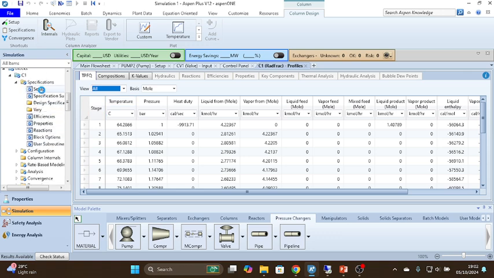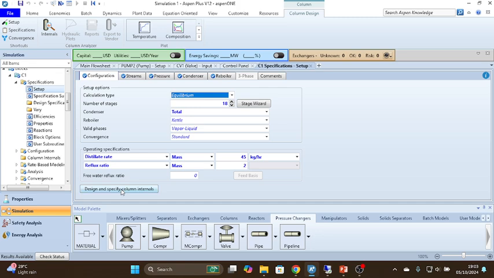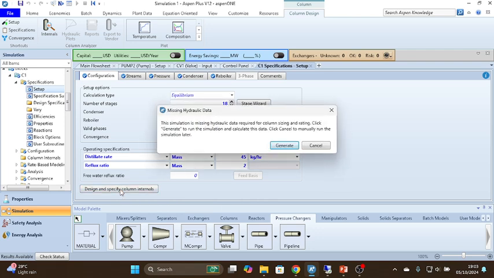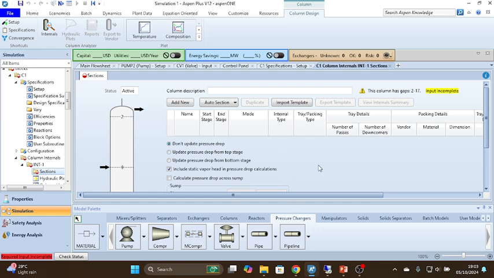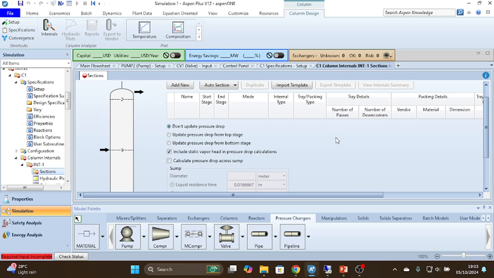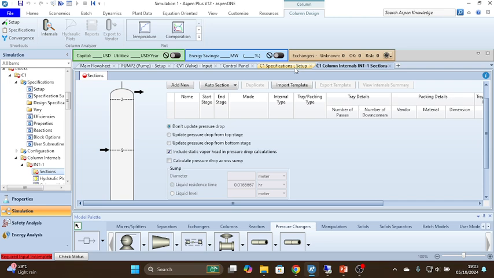For that we are going to go to setup, and over here there is an option of design and specify column internals. We are going to select this. It is going to say that this simulation is missing hydraulic data required for column sizing and rating. Click generate to run the simulation and calculate this data, and click cancel to manually run the simulation later. So we are going to click on generate. So over here the tray hydraulics is given to us. Let me just reduce the size of this.